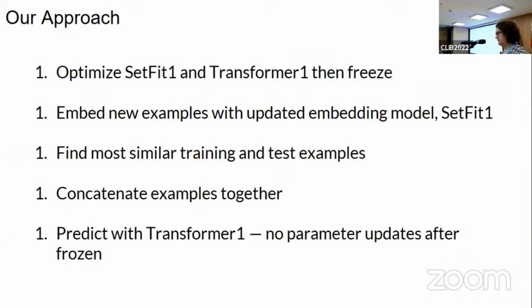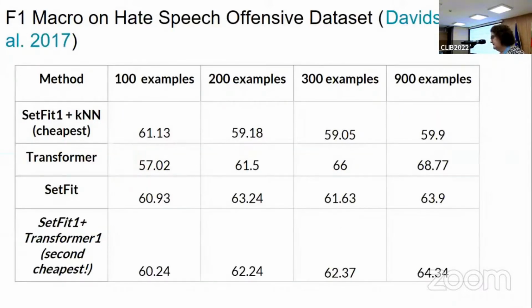We first optimize our embedding and classifier on a small subset of the data. We then embed new test data with the updated embedding model, SetFit1. We then do a similarity lookup and concatenate the most similar training and test examples together. And then we predict with the frozen transformer model, showing it the most similar example it has seen before in the training data.